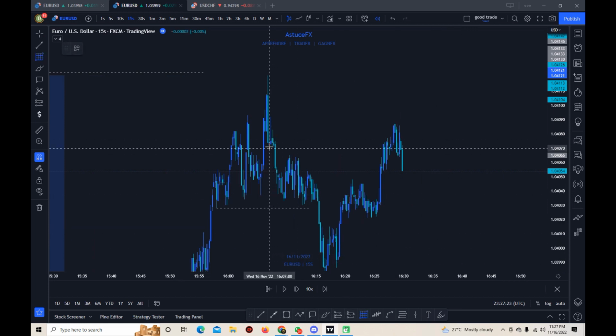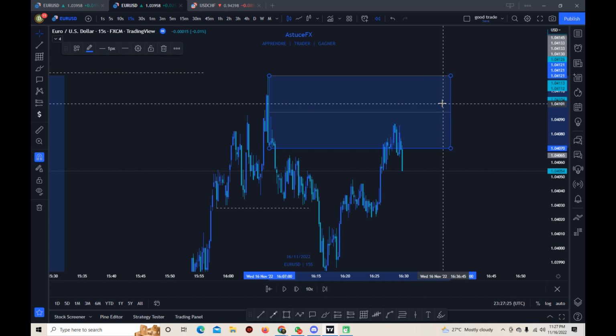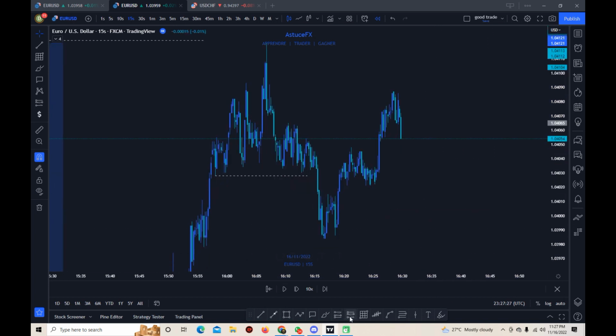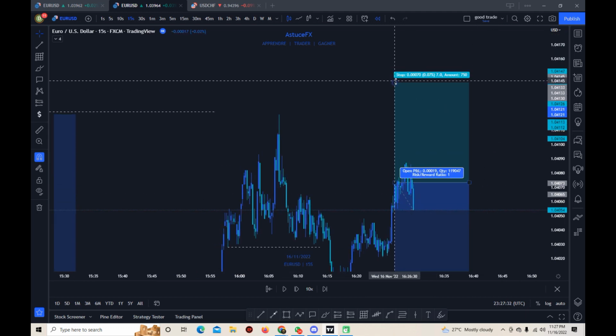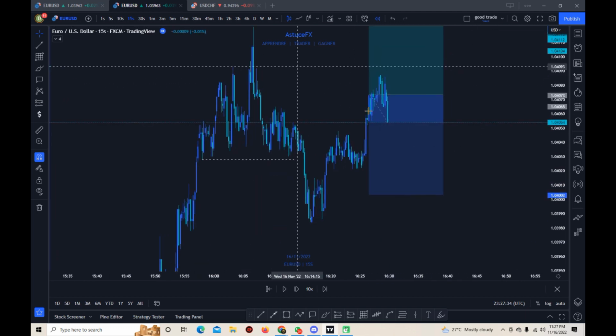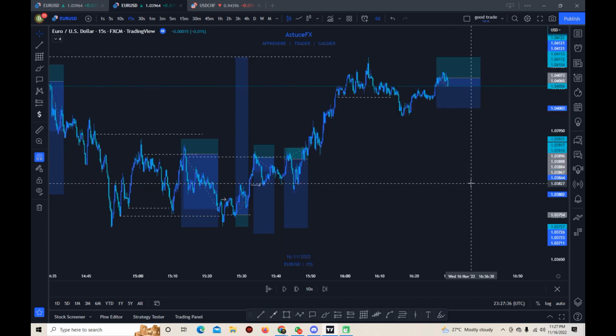Okay, and I think my entry was somewhere above this high. So this was my entry, a supply zone I can enter from. I got my entry somewhere above this high. My stop loss is above the high. And where do I target?